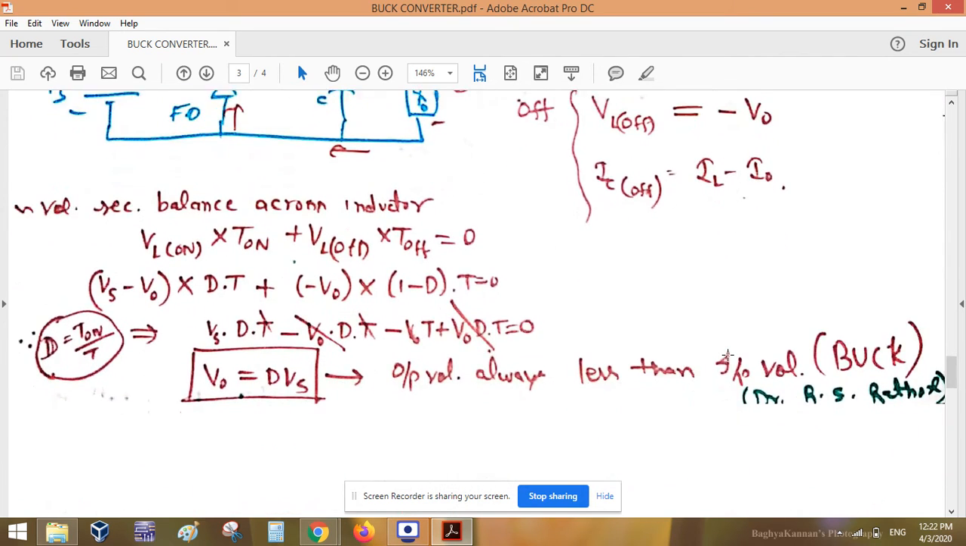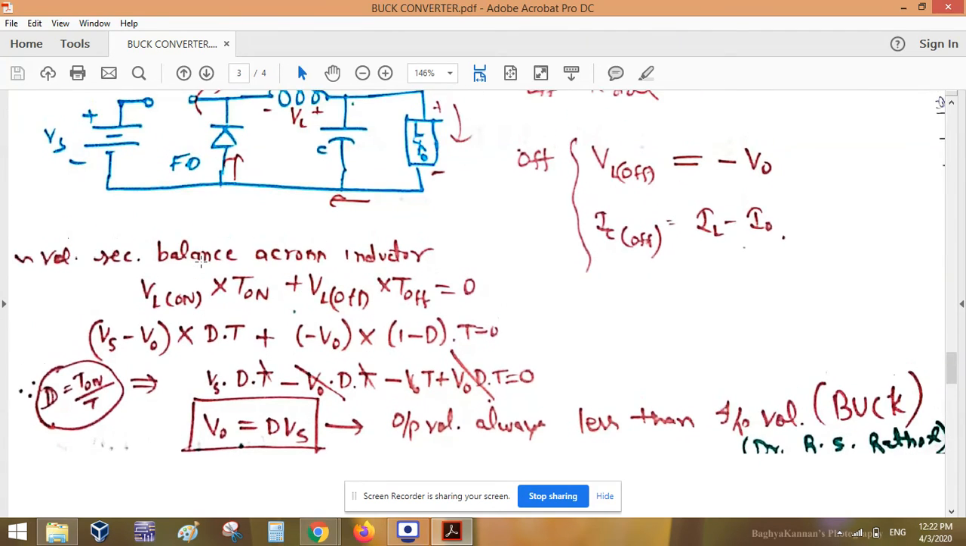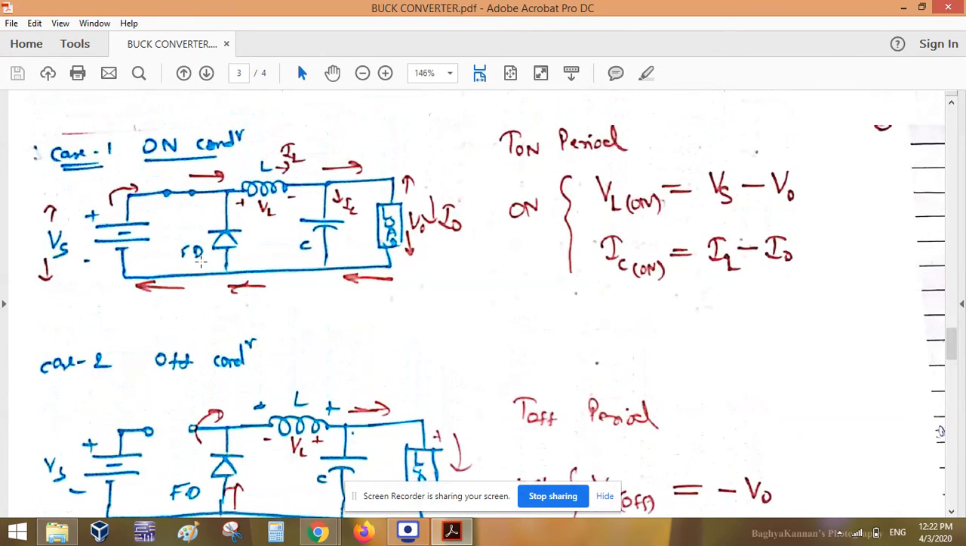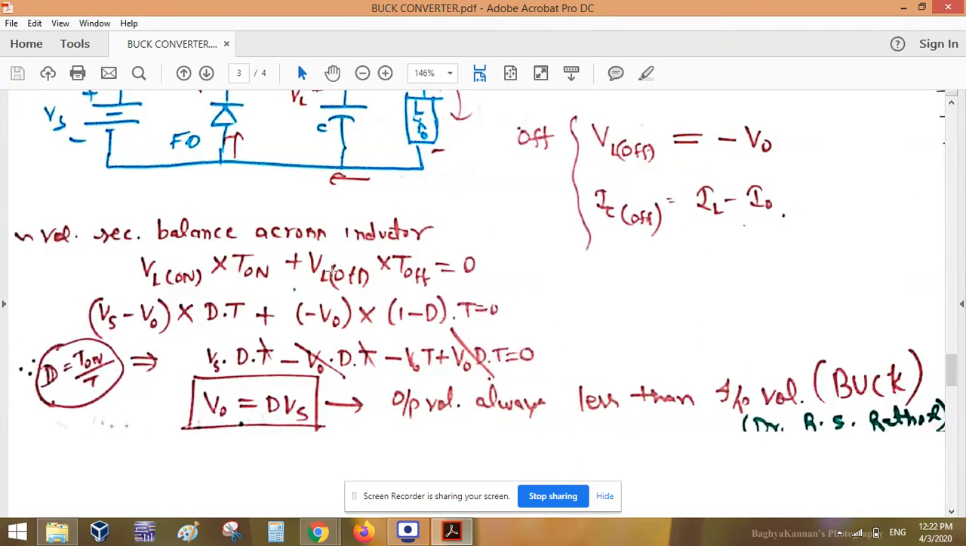Using the voltage second balance across the inductor, VL on multiplied by T on plus VL off multiplied by T off equals 0. This is the voltage second balance. Just put all the values from the above equations: VL on is VS minus V out. What is T on? The on period is given by the duty cycle. We have already done the duty cycle in the previous class. The duty cycle is T on upon T, the total time.